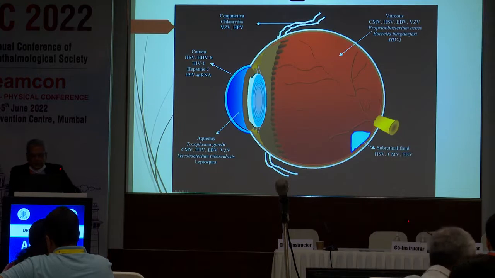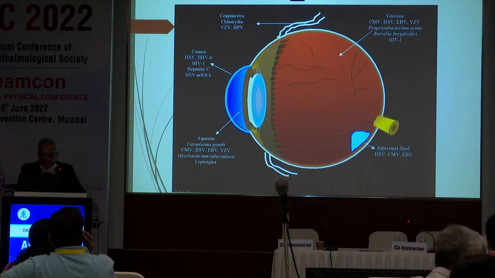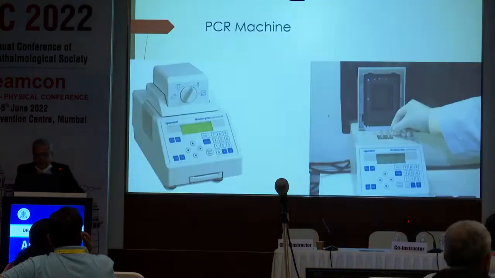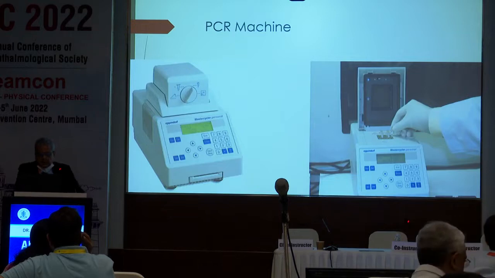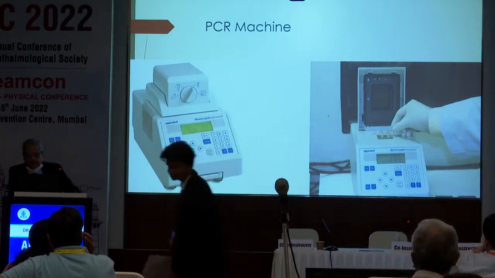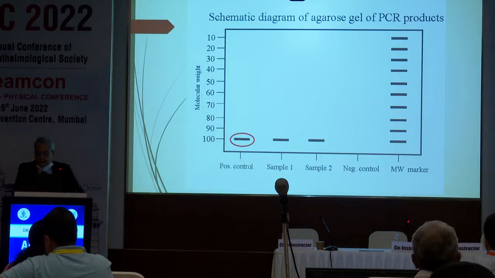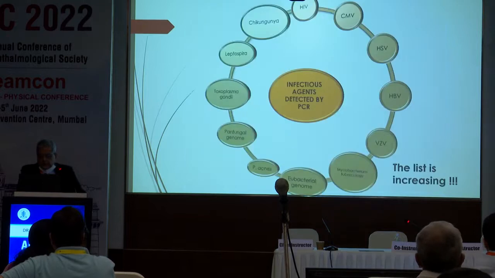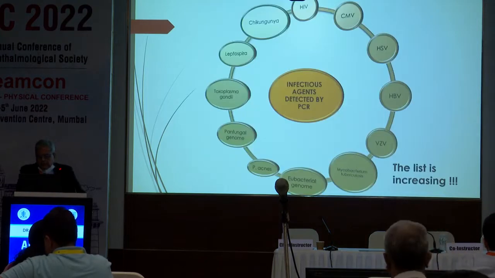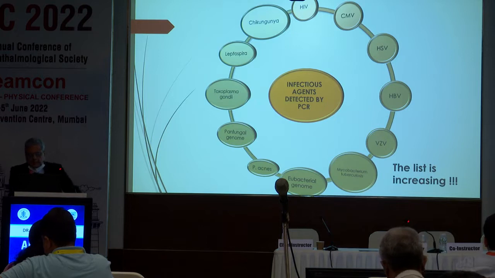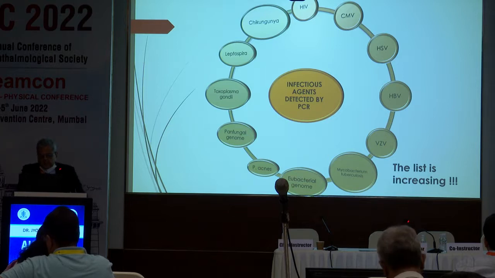You can take samples from the anterior chamber, corneal surface, conjunctiva, subretinal fluid and the vitreous material, and various organisms can be detected by the PCR technique. This is a PCR machine, and this is a gel documentation system. The beauty is that there is a positive control and an inbuilt negative control. Various infectious agents can now be detected by PCR, starting from bacteria, fungus, mycobacteria, even syphilis.